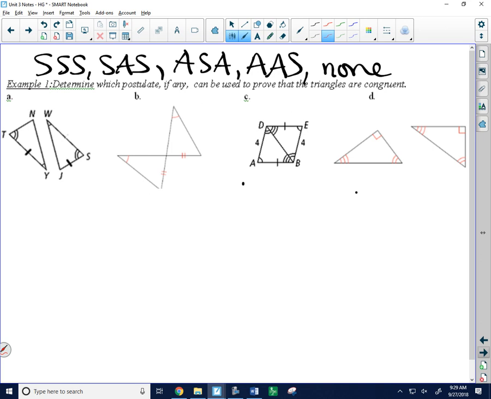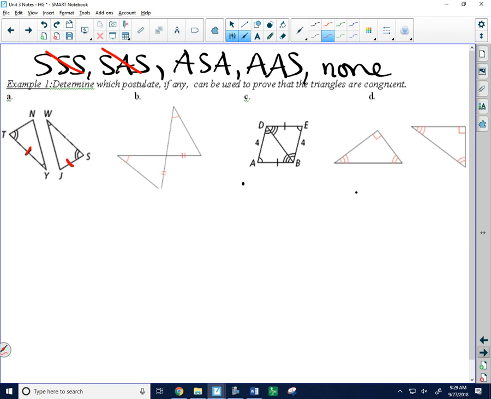I mean, go take a guess if not. One of you guys. SAS? Okay, well, there's only one side marked, like here, one pair of sides. So actually, you can kind of eliminate that because those need 2 or 3 sides.